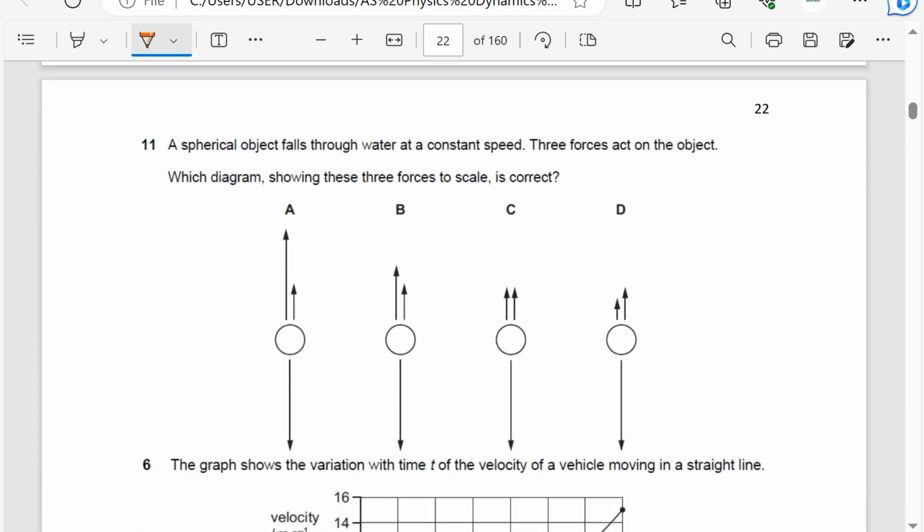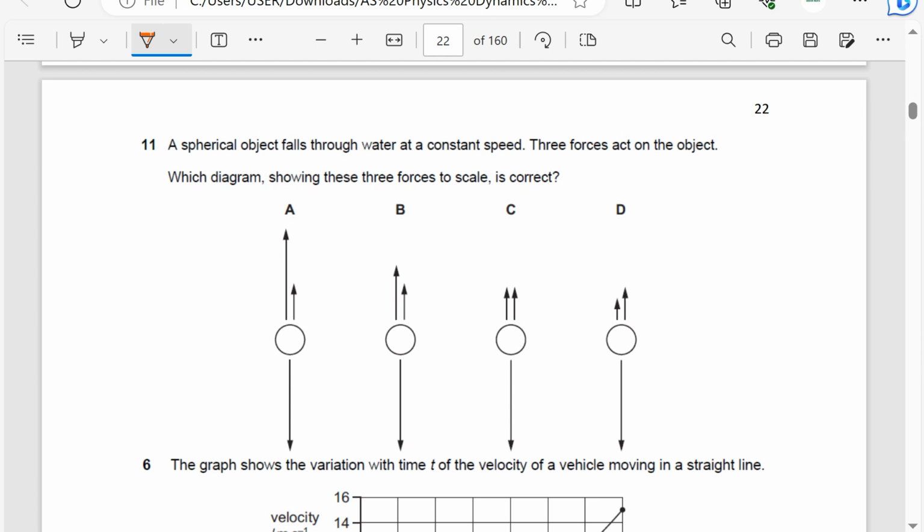A spherical object falls through water at a constant speed. Three forces act on the object. Which diagram showing these three forces to scale is correct? So all of them have a vertical force acting downwards. One of these forces should not change in magnitude, and that is going to be the upthrust.